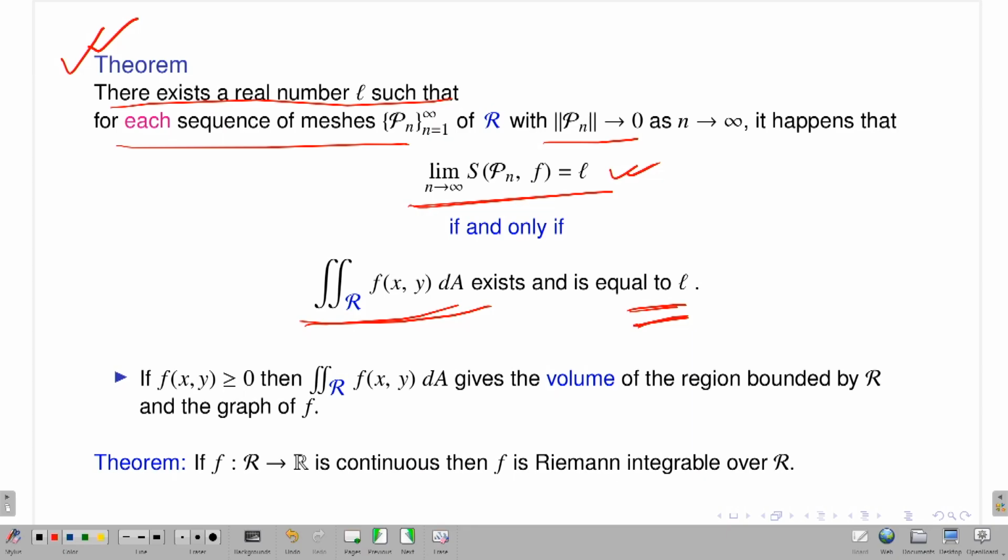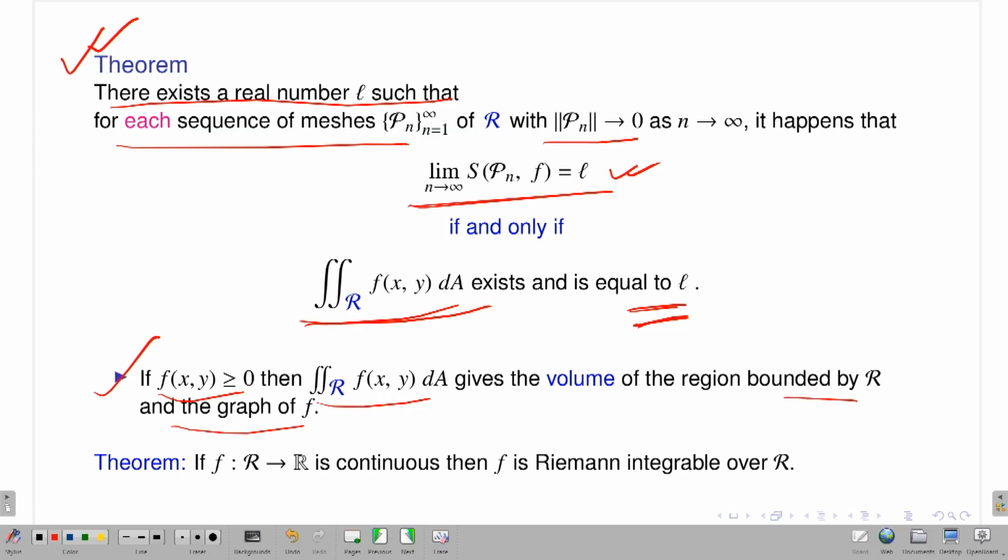Okay. So, that is another way, in terms of the Riemann sum. If, from a Riemann sum, we take the partition going to 0 and the limit exists, then I will say that my function is Riemann integrable, and its value is nothing but the value of the limit. One corollary: if my function is positive, then this gives the volume of the region bounded by R and the graph of f.